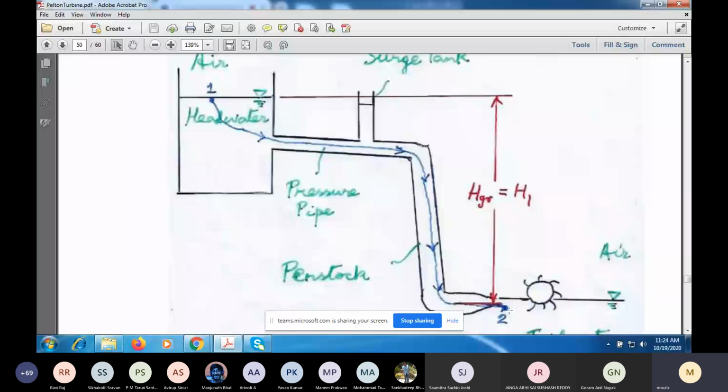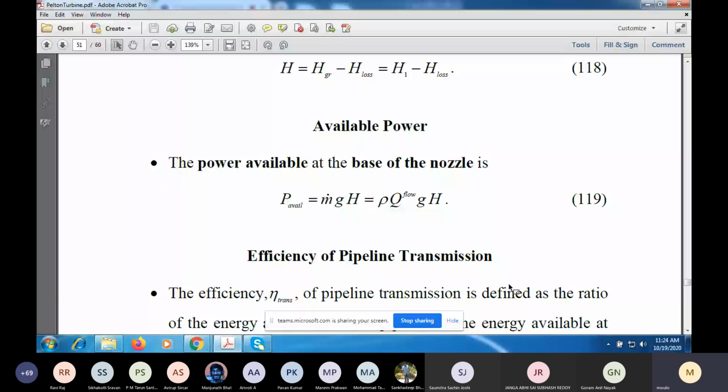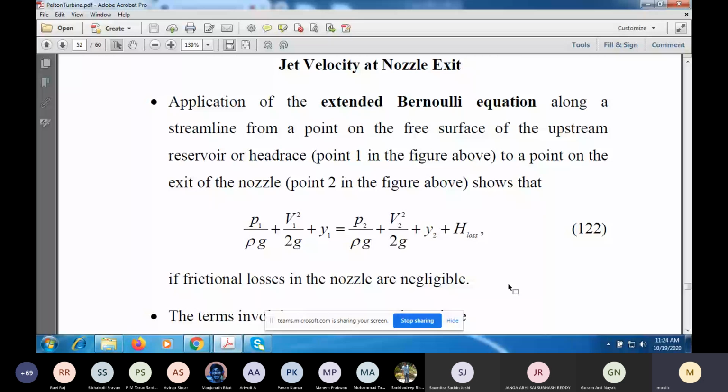So the extended Bernoulli equation includes the head loss. So it will be the total energy at the upstream point 1, which will be equal to the total energy at the downstream point 2 plus the head loss. So head loss will be positive, so the total mechanical energy at the downstream section will be less than the total mechanical energy at the upstream section by this amount, the head loss.